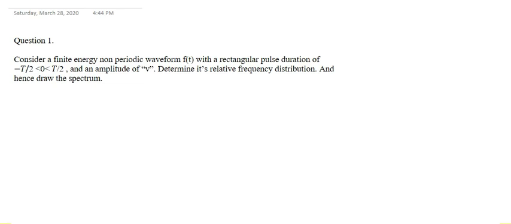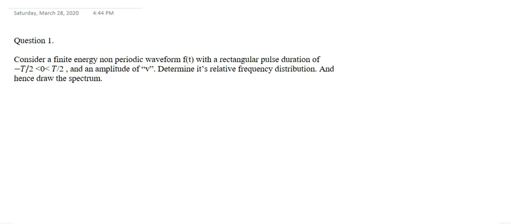So here we are having a question. Consider a finite energy non-periodic waveform f of t with a rectangular pulse duration of t over 2, 0, t over 2. So what this is trying to say is the waveform is between minus t over 2 to t over 2 and an amplitude of v. Determine the relative frequency distribution and hence draw the spectrum.